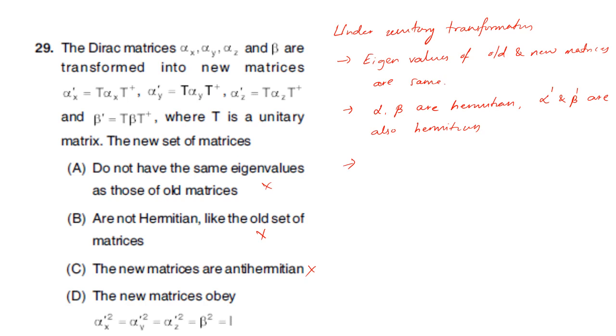And we know that for Dirac matrices alpha square is equal to beta square, so alpha x square is equal to alpha y square is equal to alpha z square is equal to beta square is equal to 1. Therefore this also holds good for new matrices, that is alpha x prime square is equal to alpha y prime square is equal to alpha z prime square is equal to beta prime square is equal to 1. Therefore option D is correct.